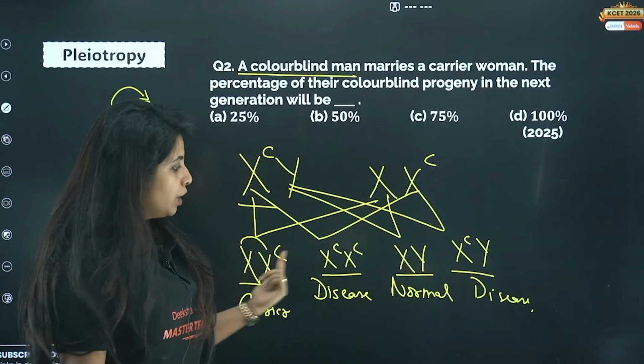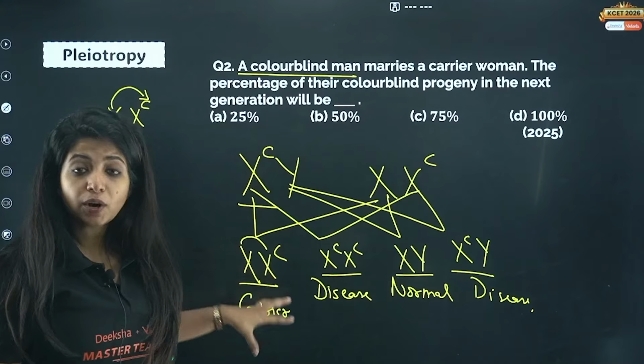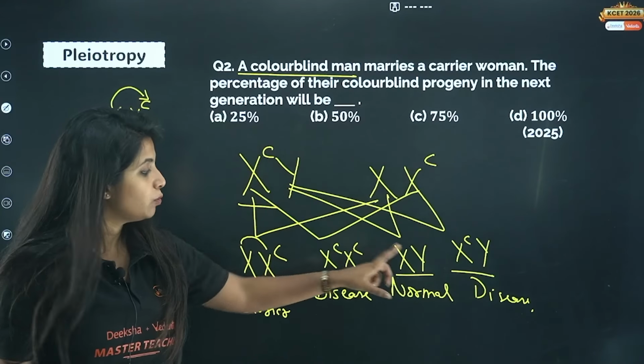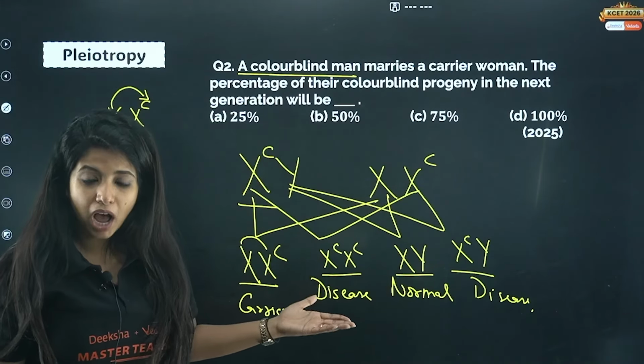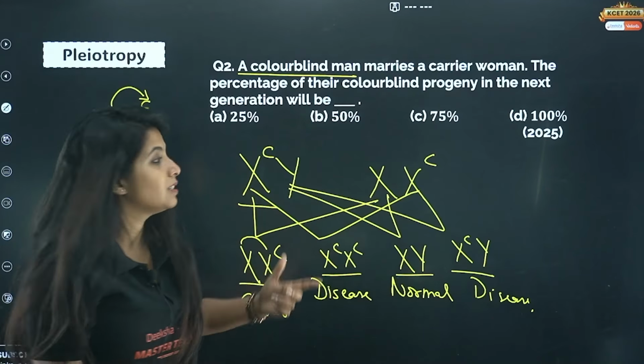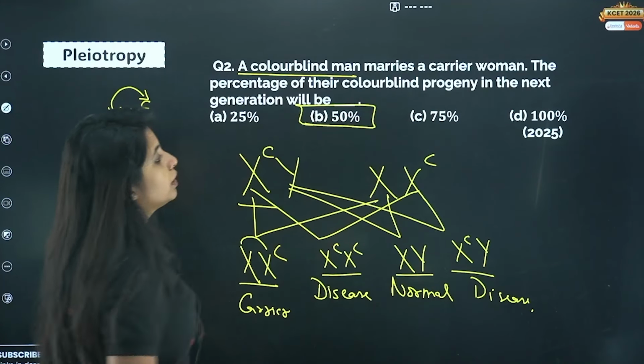So if at all you see, how many colorblind progenies are there? 2 out of 4. 2 out of the 4 are colorblind. You will not consider carriers, only the people who have the disease. So 2 out of 4 means half of 4 is 2. So it will be 50%. Your answer would be 50%.